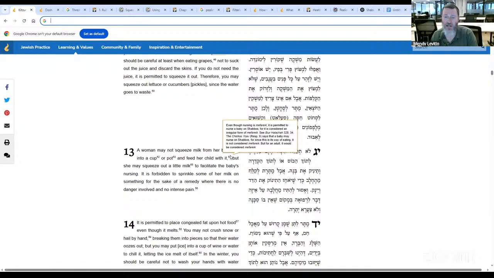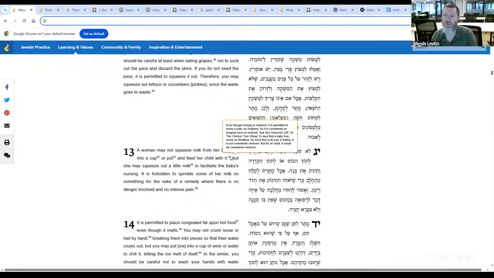According to the Chelkas Yaakov, it's not considered mefarek at all. He says the baby may nurse, since that's its way of eating, it's not considered mefarek. For an adult, it would be considered mefarek. Halachically, once the child stops nursing, then it is considered mefarek, and according to him it would be a prohibition. So there's actually a halachic difference.